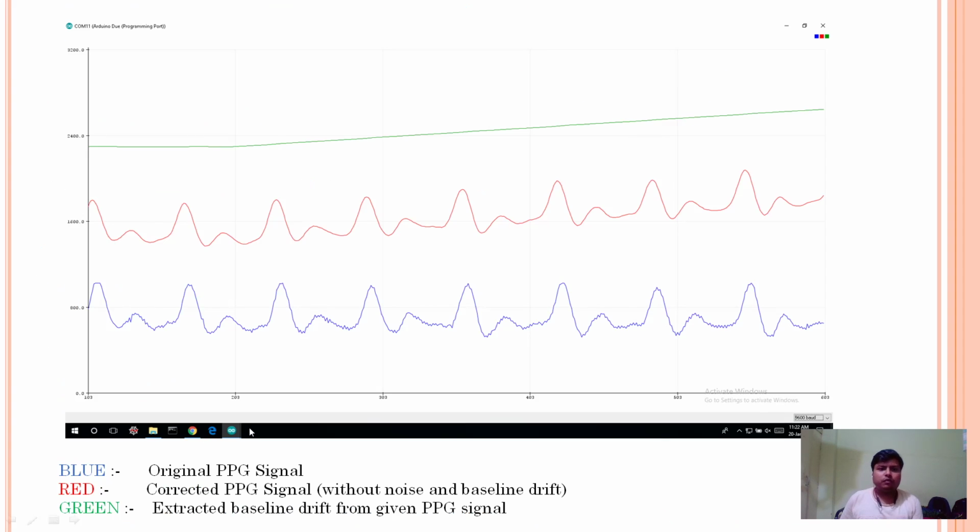The output is as follows. The blue colored line is the original PPG signal measured using the sensor. The red version is the corrected PPG signal without noise as well as the baseline drift, and the green signal, which is a slowly varying signal, is none other than the baseline drift which was present in the blue signal.